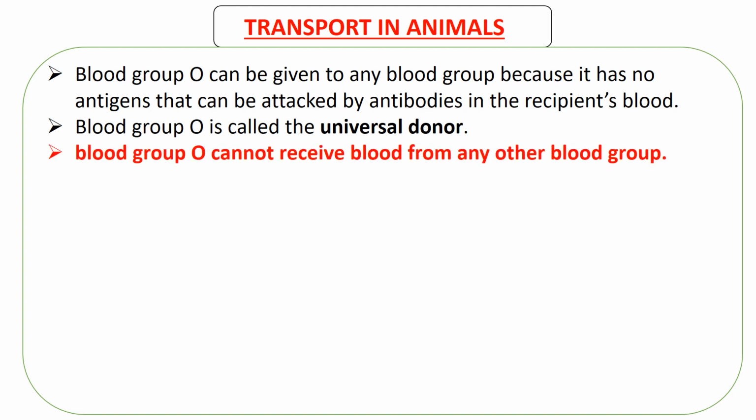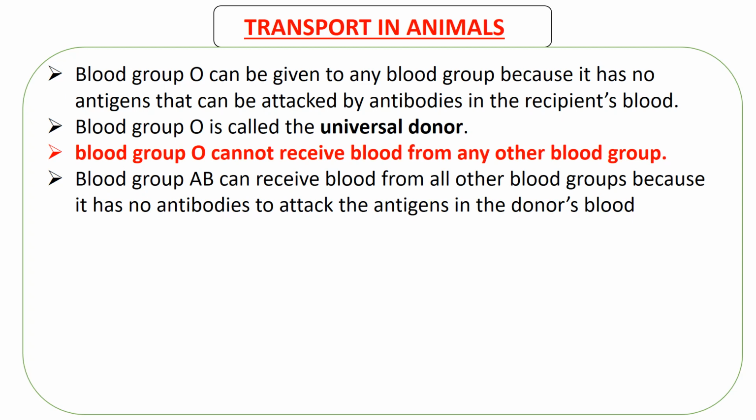But blood group O cannot receive blood from another blood group. Why? Think about it. Blood group O has both antibodies A and B. So if you donate blood to a person who has blood group O, then the antibodies in that person are going to attack the antigens in that blood that has been donated. So blood group O can only receive blood from another blood group O, which also doesn't have antigens.